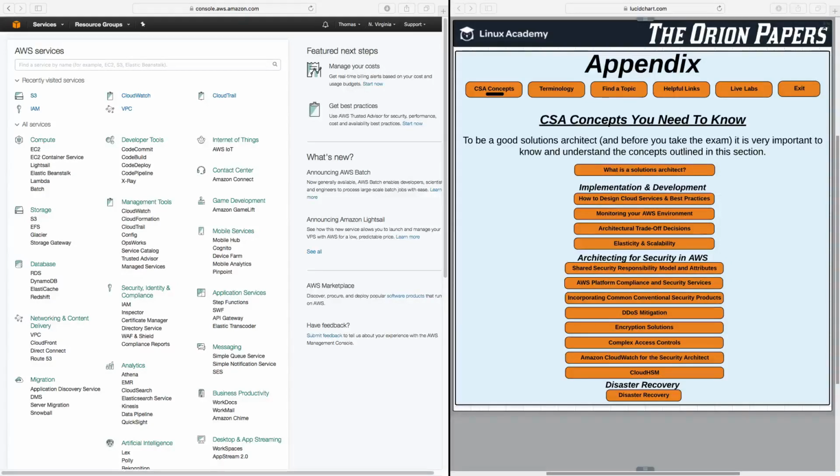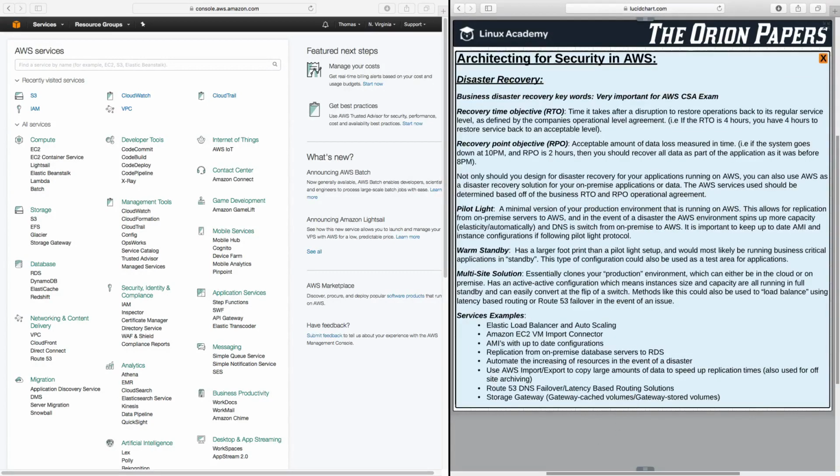Hello and welcome back as we close out this section on CSA concepts, this time focusing on disaster recovery. So what we're going to talk about here is some business disaster recovery keywords. Now, these are very important to understand and probably memorize for the AWS CSA exam.